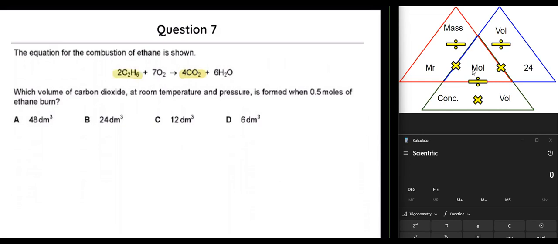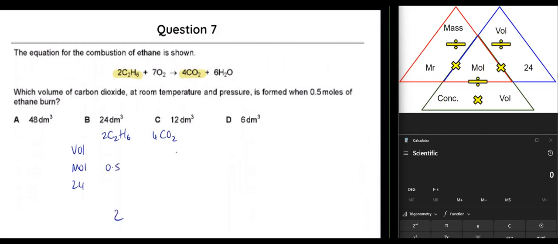So we've got a 2 to 4 ratio. And because both are gases, we're going to use the gas triangle, which is the vol mol 24. So let's work out how many moles of ethane we burned. 0.5. So we need vol, mol, 24. We've got 2C2H6 and we've got 4CO2. We need to work out the volume of carbon dioxide. So we've got 0.5 moles of that.